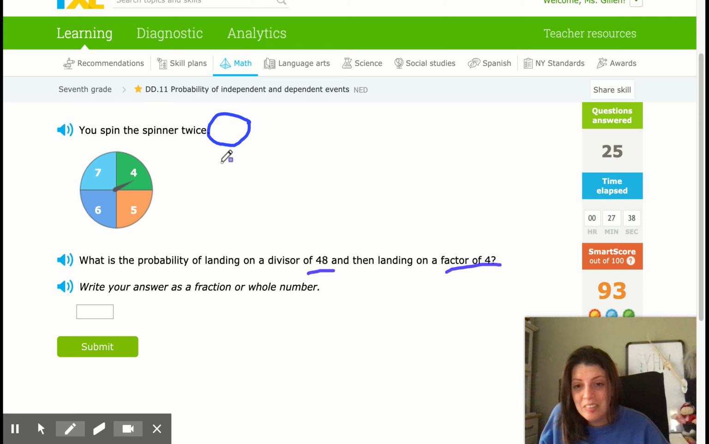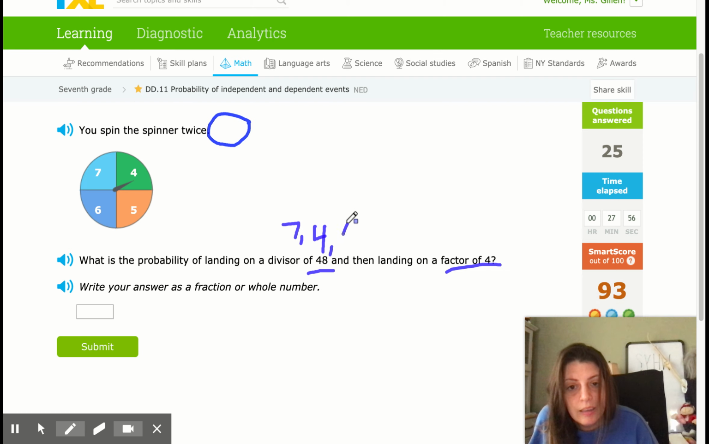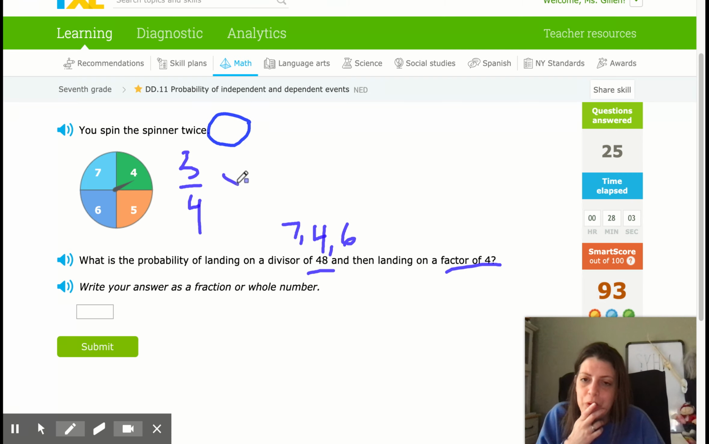7 does. 4 does. 4 times 12. 6 times 8 is 48. Oh, I'm double checking everything right now. This is pretty pathetic. Yep, it is. And 5 does not go into 48. So 3 out of 4 are divisors of 48.